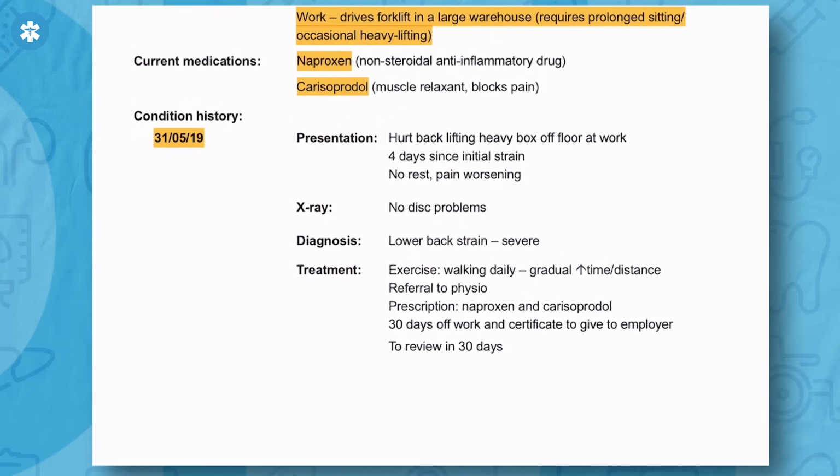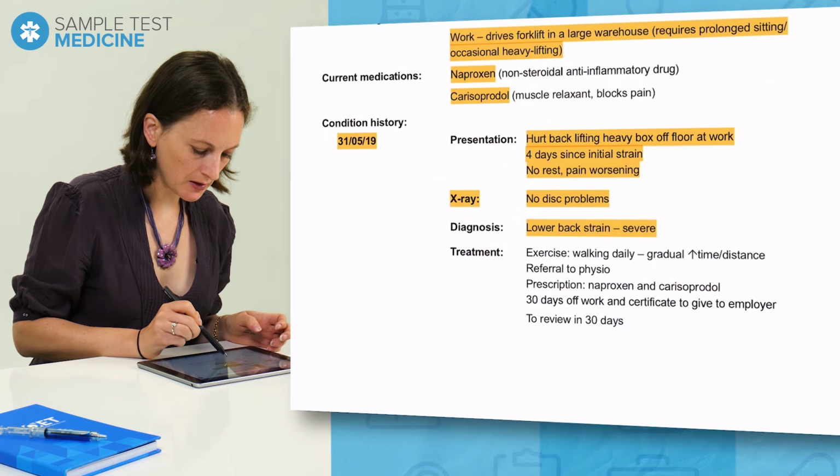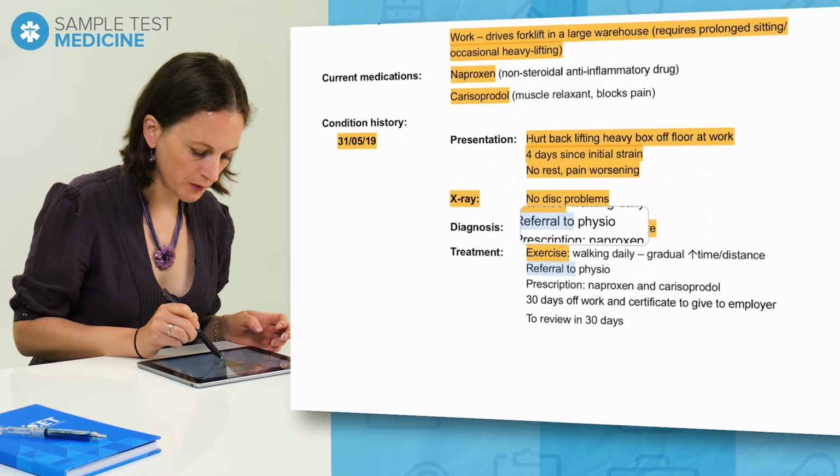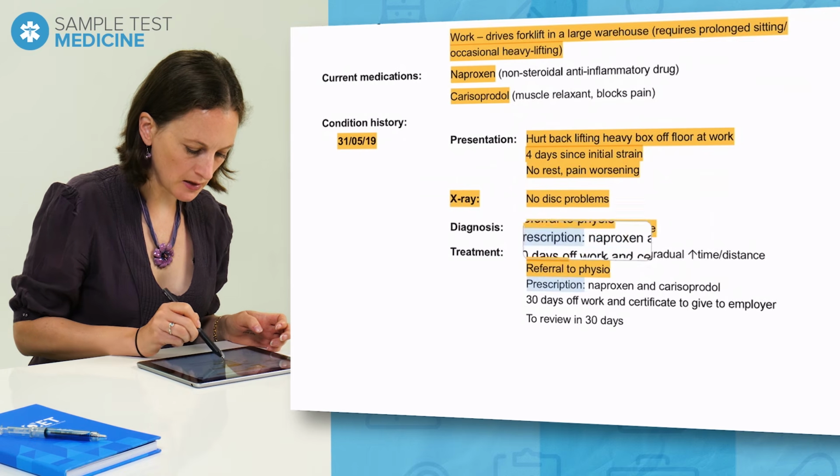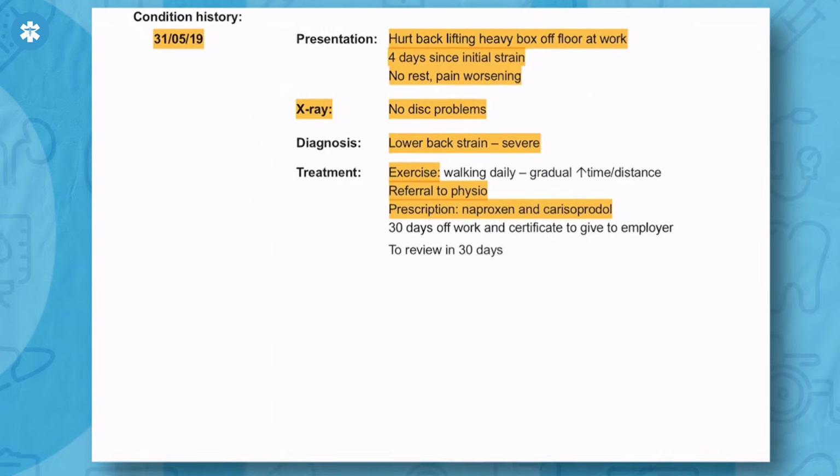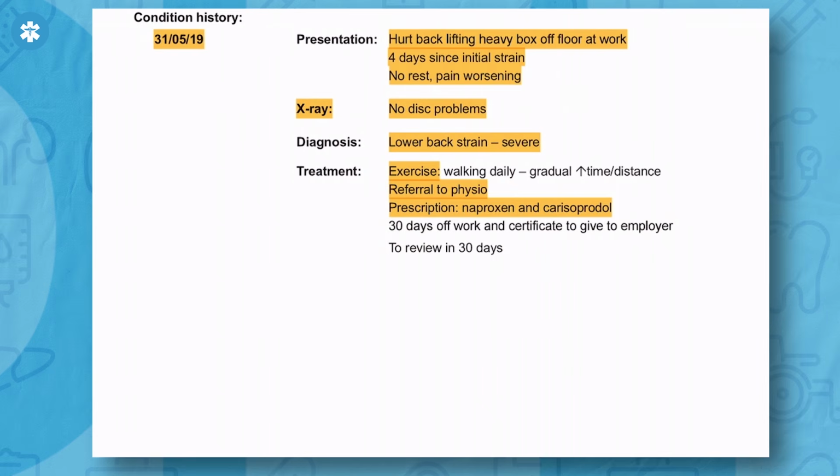The patient presented after 4 days of the initial problem at work, which is mentioned as a result of lifting a heavy box off the floor at work. He didn't rest and the pain worsened. An X-ray ruled out any disc problems. And my initial diagnosis of severe lower back strain is obviously going to be important. From the treatment section, I noticed that exercise and a referral to a physio were recommended and that the medication was started. I can also notice that 30 days off work and a review in 30 days were organised.